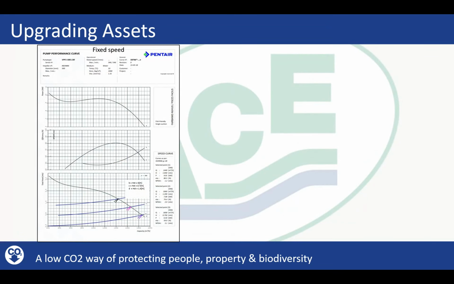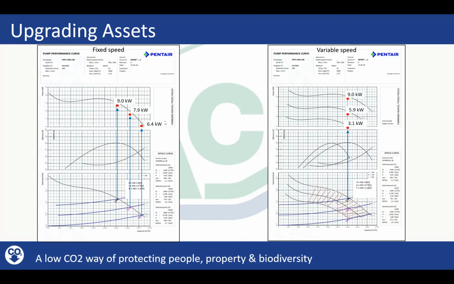To explain this, it gets a bit technical now for a minute, but we've got two charts. So these are pump curves. This is typically issued with tenders or inquiries about a pump, so we can show you at what efficiency, what kilowatt usage, and everything the pump will require. But you can see the difference between a fixed speed and variable speed.